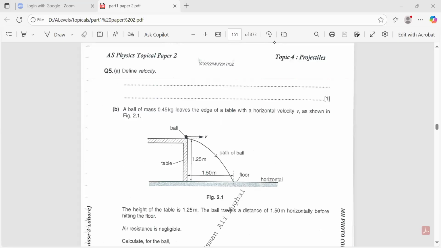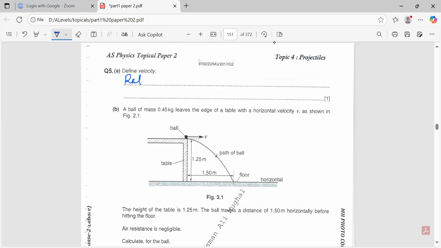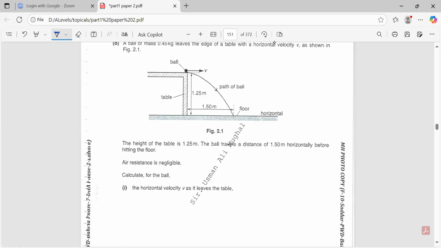So how will we be writing it out? Rate of change of displacement. So this is how you are going to define velocity. Let's come up to the next question.